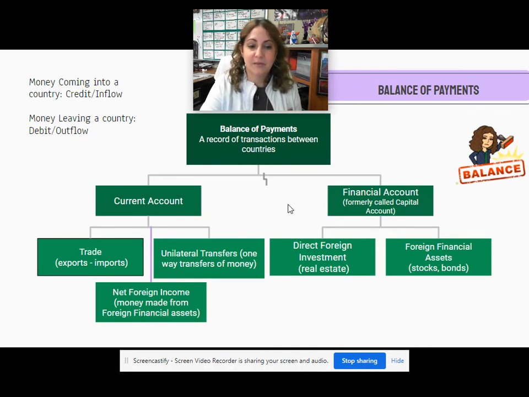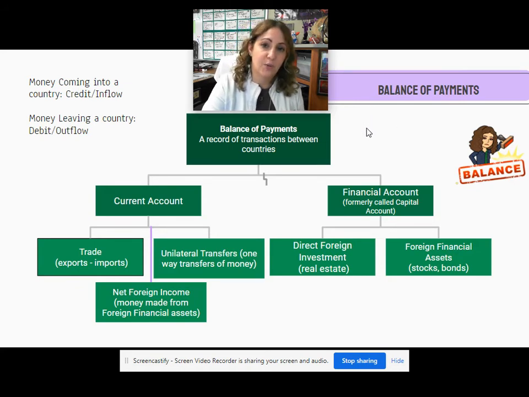So this is called the balance of payments because these two should balance each other out. Meaning if there's a deficit in one, there should be a surplus in the other by the same amount. So if the current account is, let's say, negative $10 billion, the financial account should be, in a perfect world, positive $10 billion because they balance each other out. If there's an inflow in one, there's going to be an outflow in the other.